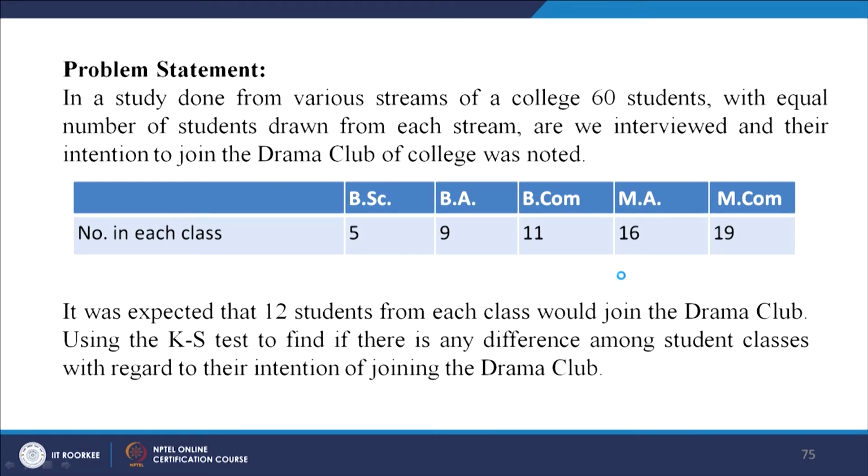So, this is a study of 60 students, right. Each student was interviewed about joining the drama club. BSc 5 people, BA 9 people, BCom 11 people, MA 16 people, MCom 19 people. It was expected that 12 students from each class would join the drama club. So, using the KS test, we find if there is any difference among student classes with regard to the intention of joining the drama club. Let us check that.